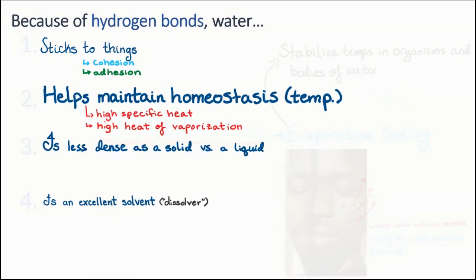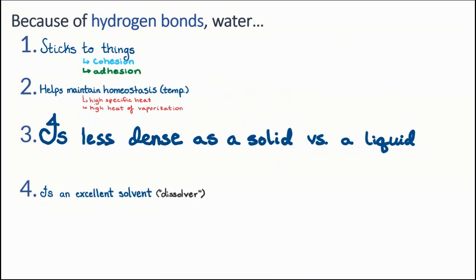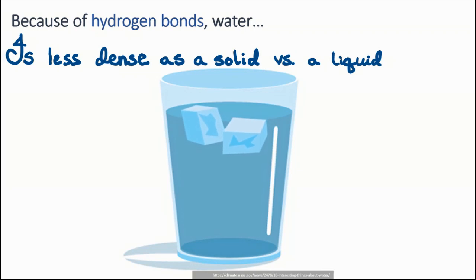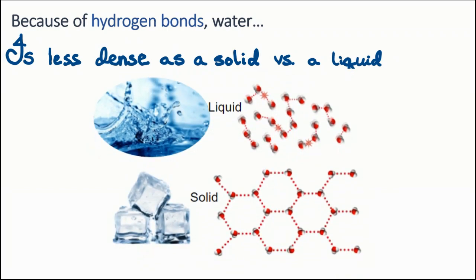So now let's transition from maintaining homeostasis to how the hydrogen bonds in water make it less dense as a solid as opposed to in liquid form, and why this helps sustain life. If you've ever dropped an ice cube into a glass of water, you've seen firsthand how the solid form of water, ice, is less dense than the liquid form, right? The ice floats. This is because of the hydrogen bonding in water, and this feature helps support life.